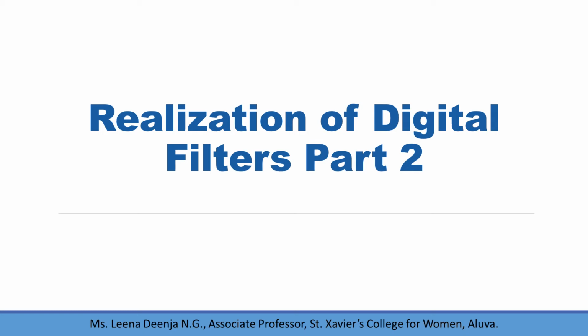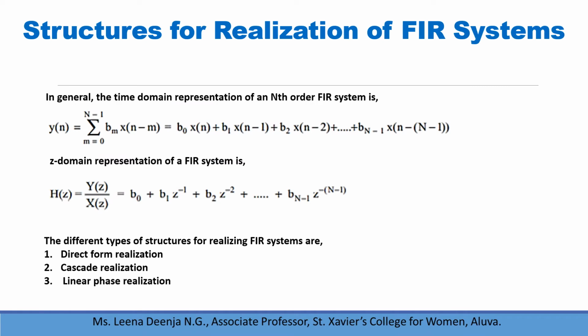Hi everyone. Through this class, we are going to study the direct form realization, cascade realization, and linear phase realization of digital FIR filters. In general, the time domain representation of an Nth order FIR system is given by y of n equal to sigma m equal to 0 to N minus 1 bm x of n minus m. By expanding this, we can write the equation like this.